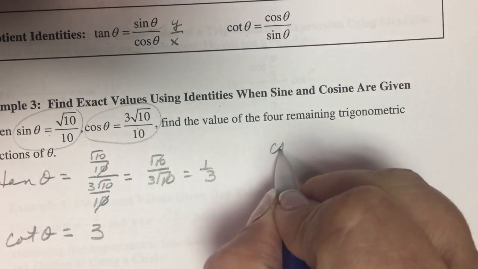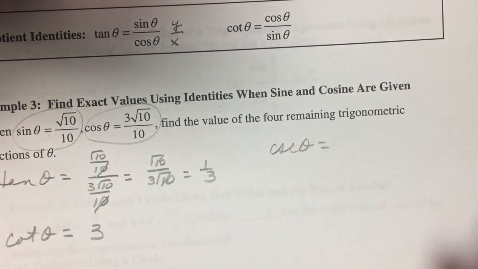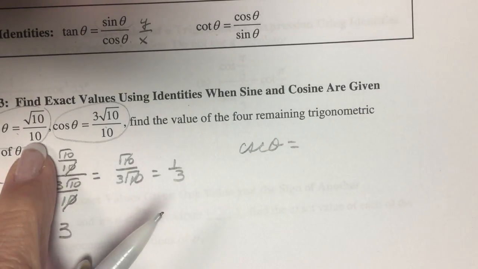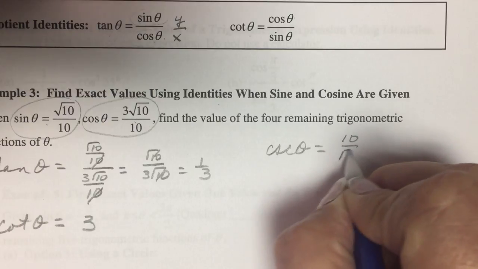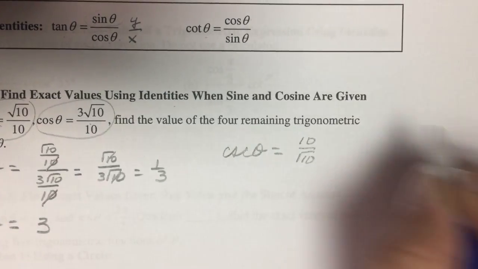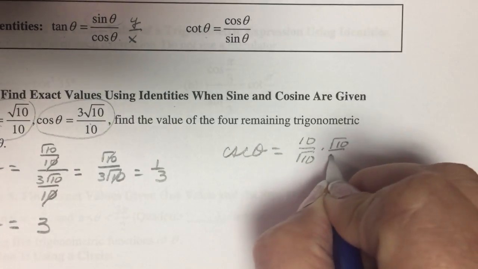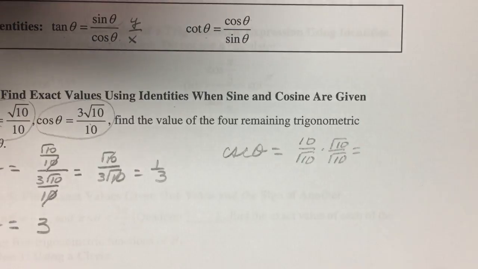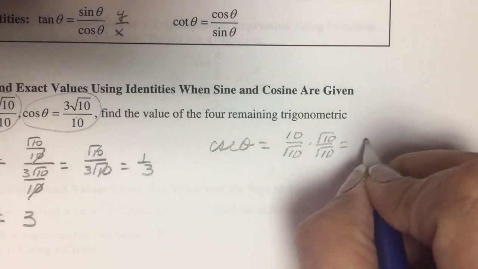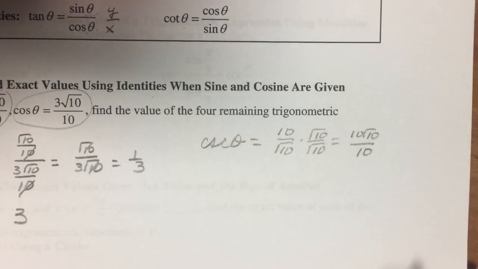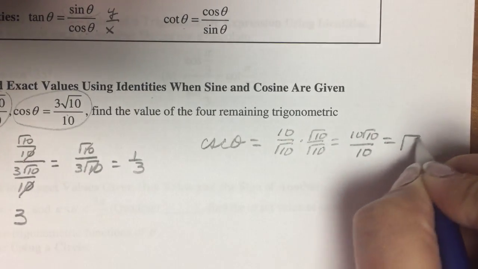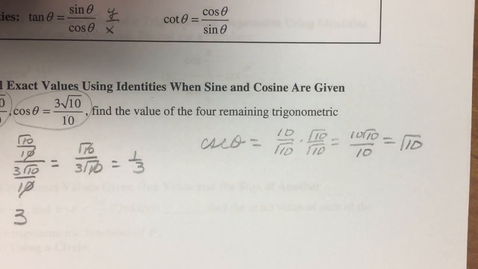Let's now do cosecant theta. So remember, cosecant is the reciprocal of the sine. So the reciprocal of the sine would be 10 over root 10. And if I multiply by root 10 over root 10 to get the radical out of the basement, I'm going to get 10 root 10 over 10, which is just root 10.